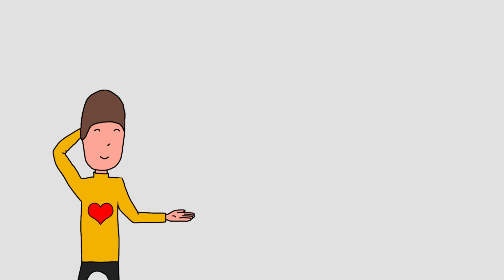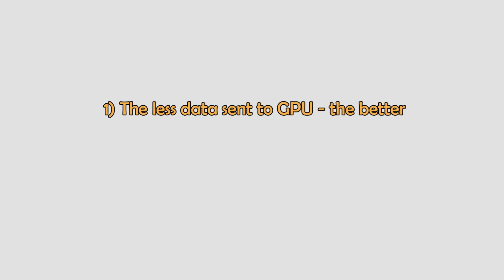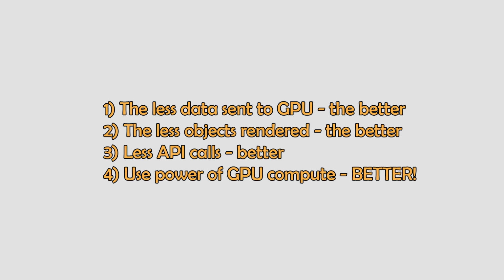All of the techniques up to the end of this video, which I'll show in a moment, can reduce the amount of work that a GPU should do. They are all based on one or more of the next principles. The less data you send to the GPU, the better. The less objects you render, the better. The less you call the graphics API to do something, the better. And last but not least, the more you use the power of GPU computations, the better.